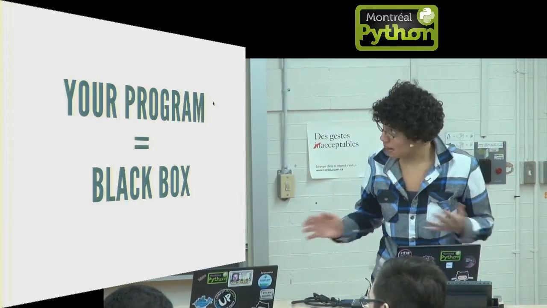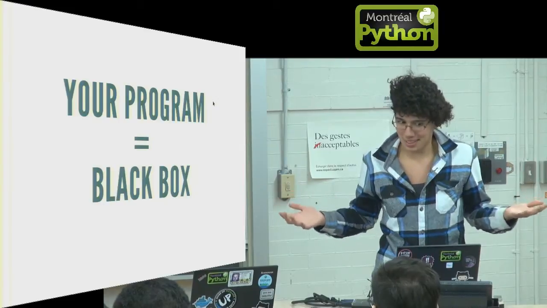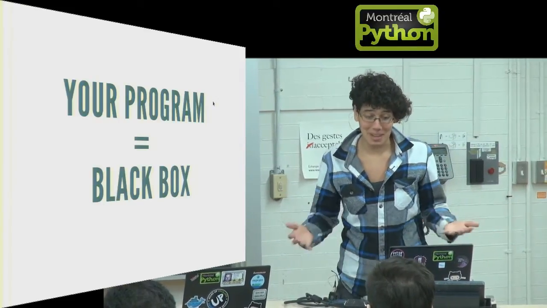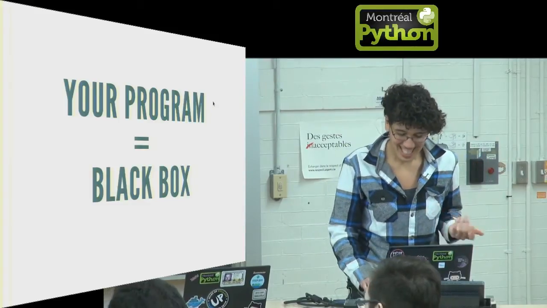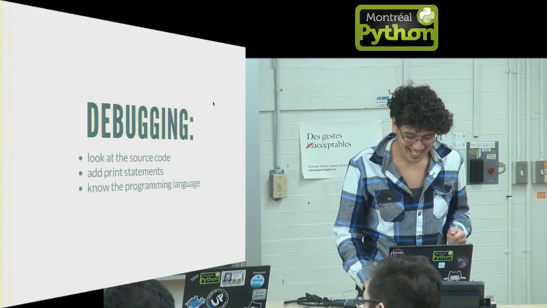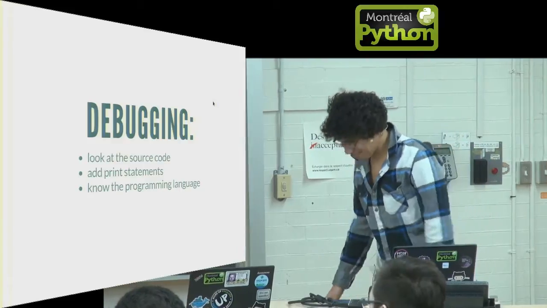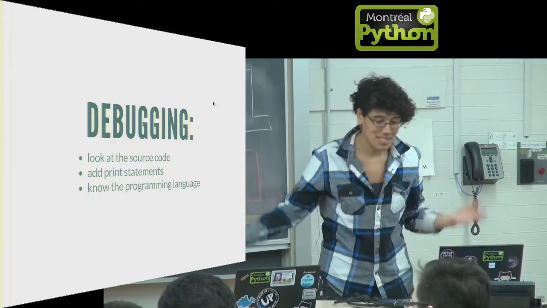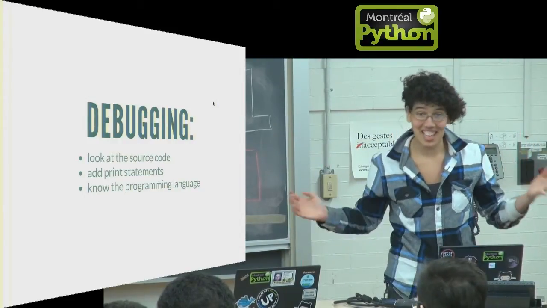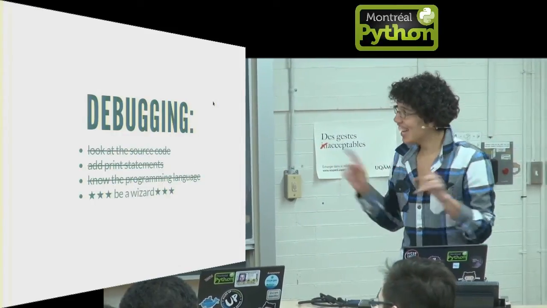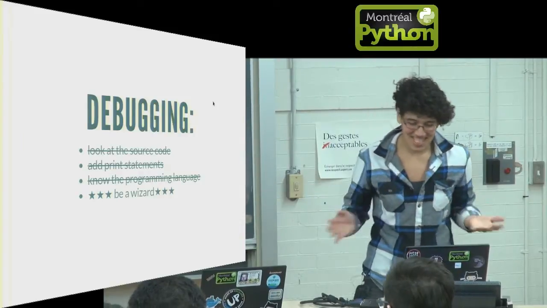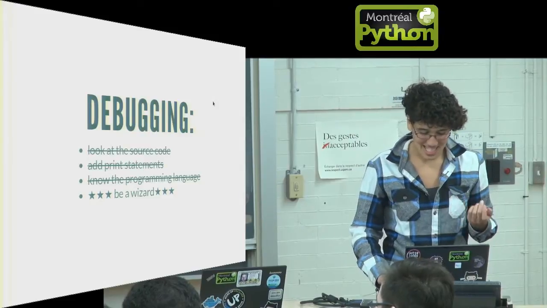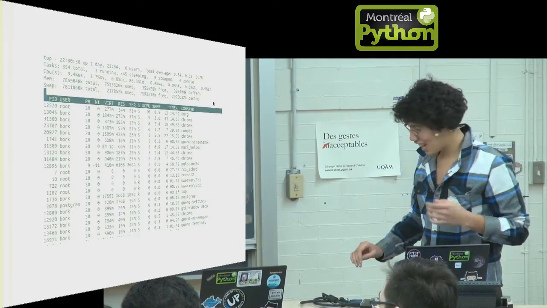And when you treat your program as a black box like this, you don't care what programming language it was written in, because you have no idea what it was doing anyway, and it might as well have been written by an enemy. And your past self is basically an enemy. Normally when you debug, you look at your source code or you add print statements, you know the programming language, and we're not going to be doing that. We're just going to be wizards. And I'm going to explain what I mean by that, because that's not a very helpful description.